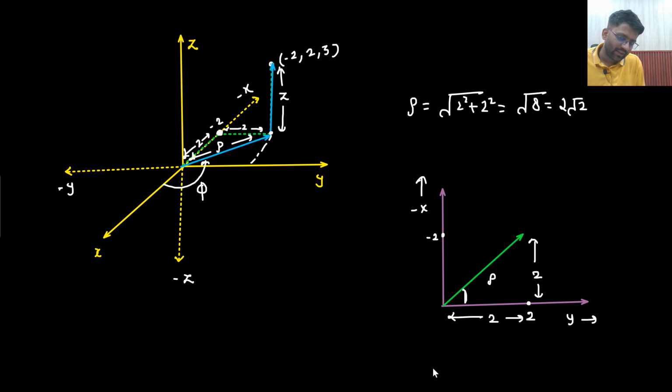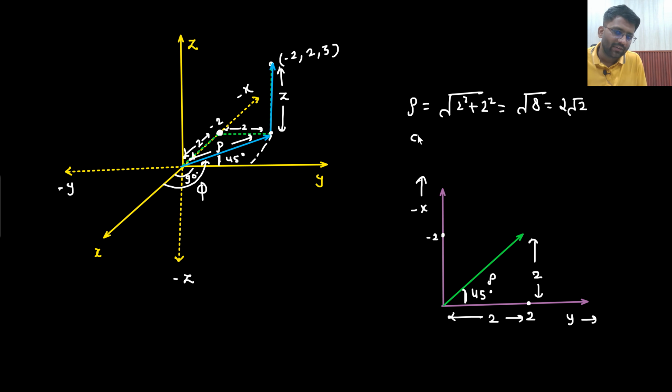This particular angle I am finding out, in the minus xy plane I have made. So 2 divided by 2, this will be tan 45 degree. So this angle will be 45 degree. And I already know that from here to here, this angle is already 90 degree.